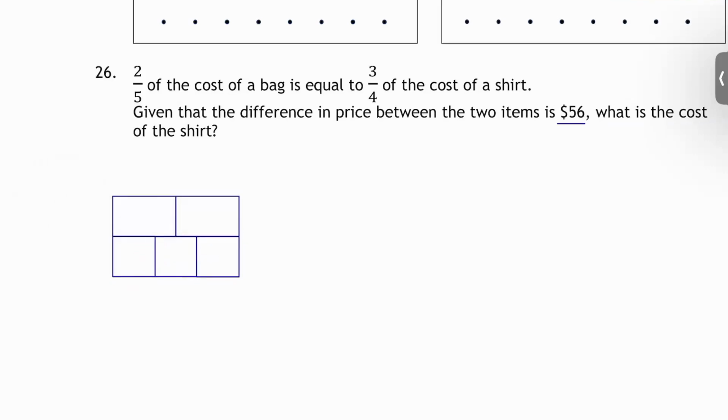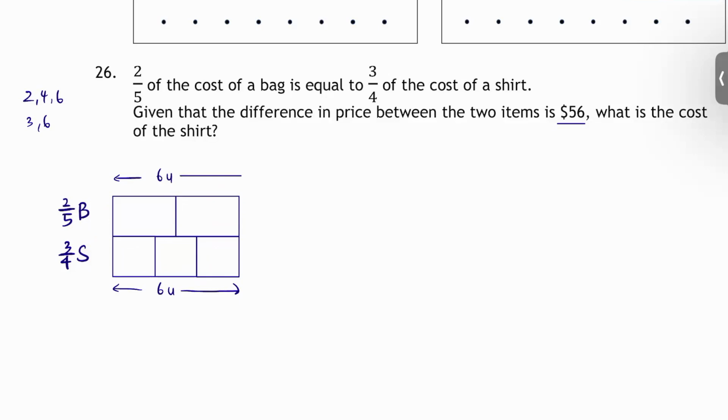I'm just going to label this: 2/5 of the bag equals 3/4 of the shirt. If these 2 blocks are the same size as these 3 blocks, we need to equalize them. So the lowest common multiple of 2 and 3: if I list the multiples of 2, 4, 6, and the multiples of 3, then 6 would be 6 units. So I'll change this into 6 units.